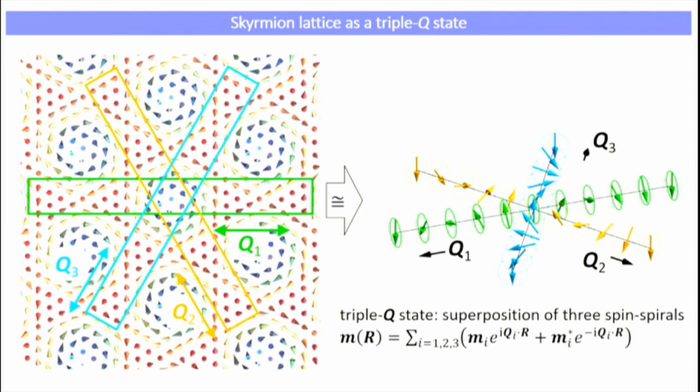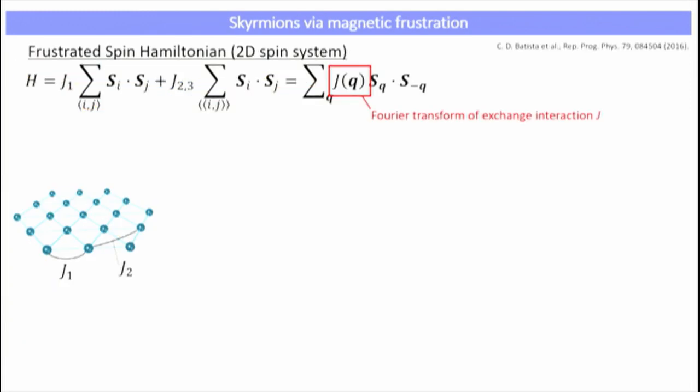As a matter of fact, mathematically, you can express the spin configuration of the Skyrmion by the superposition of three equivalent spiral structures. So this is a key point to understand the stability of the Skyrmion due to magnetic frustration. This is a Hamiltonian for the two-dimensional system, and let's think about, for example, the case of the triangular lattice, which has the competing interactions J1 and J2.